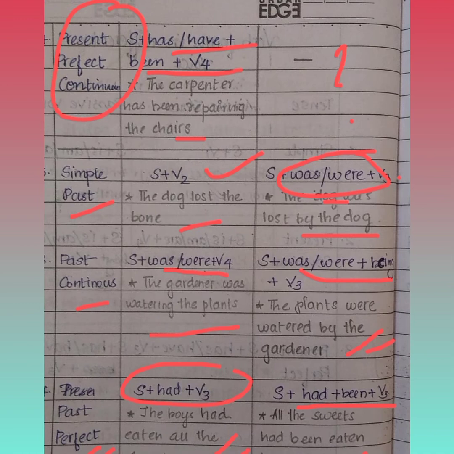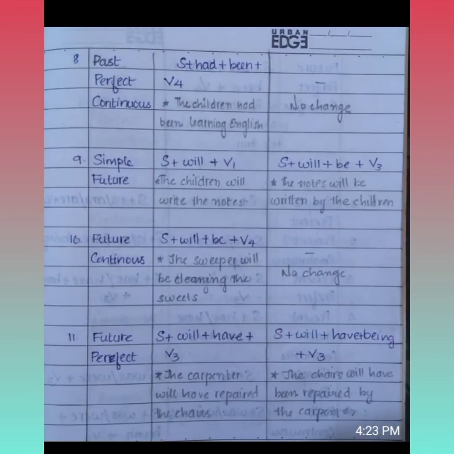So for past perfect continuous tense also there will be no change. The structure for active voice will be subject plus had plus been plus ing form of the verb. Now for simple future tense, the structure for active voice will be subject plus will plus first form of the verb. The children will write the notes. When it will be changed into passive form, it will be subject plus will be plus V3 form of the verb. That means the notes will be written by the children.